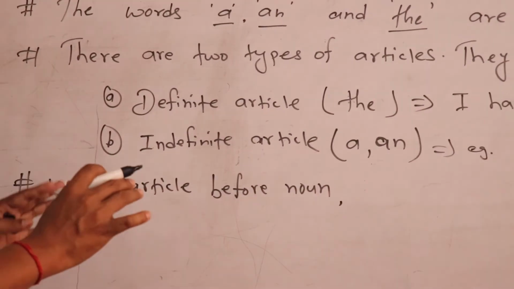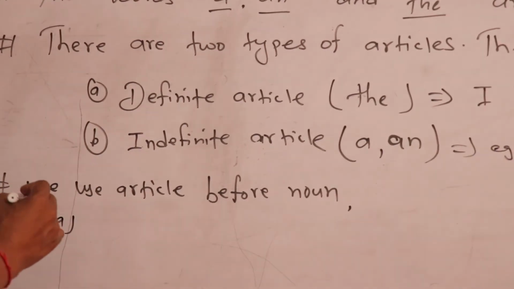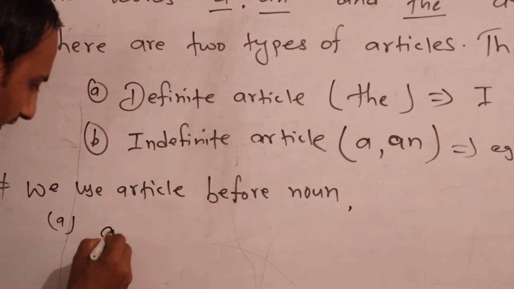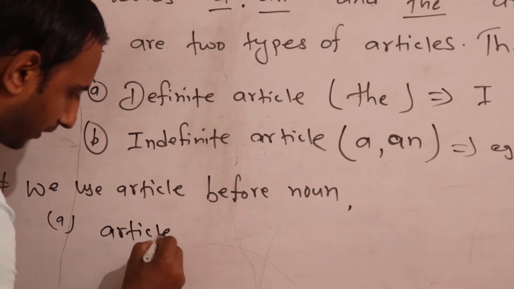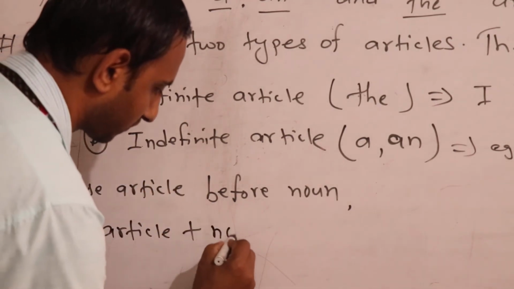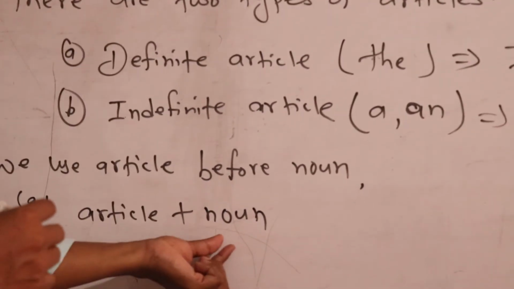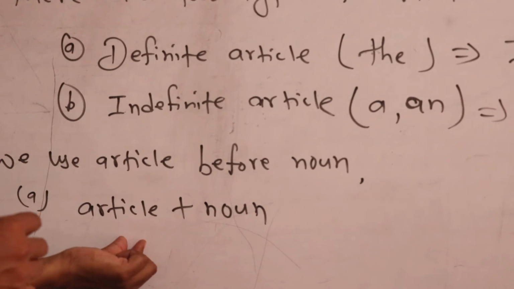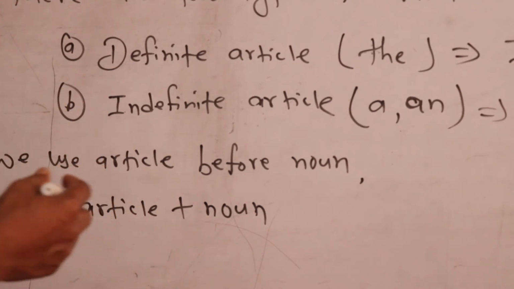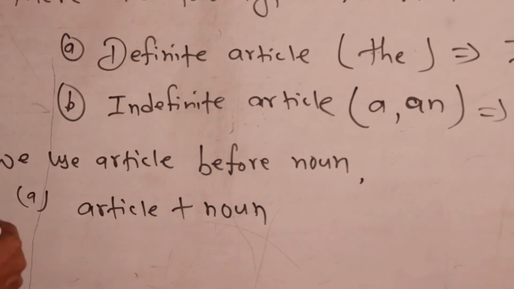So let's see the structure. From the structure you will be very clear. So let's write the structure. So article plus noun, because we use article before noun. Noun को अगाडि मा हामीले के गर्नु त article राख्छौं. Isn't it? Yes. But if there is an adjective before the noun, then what do we do?